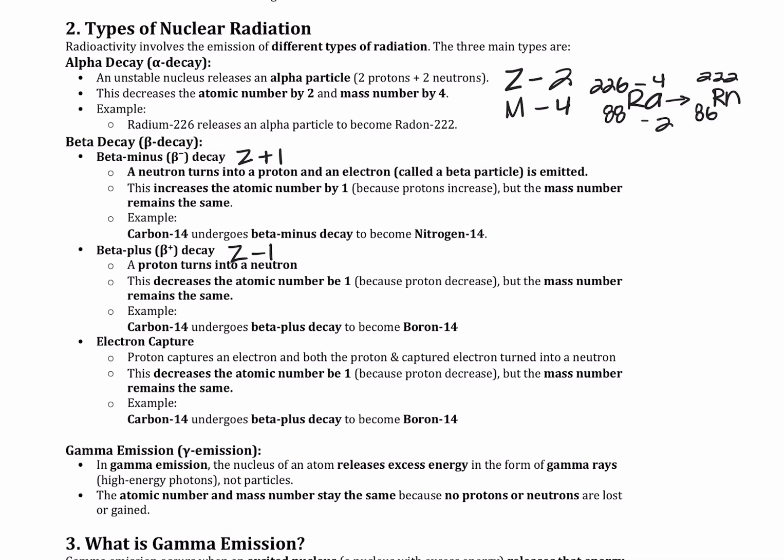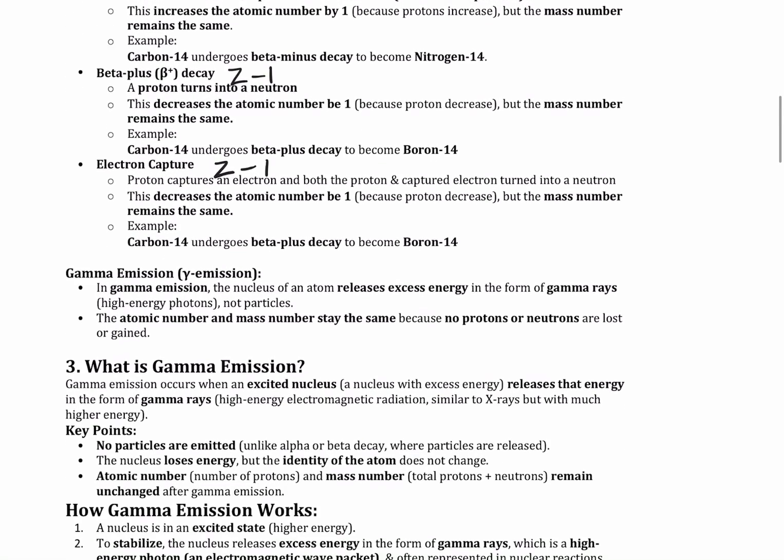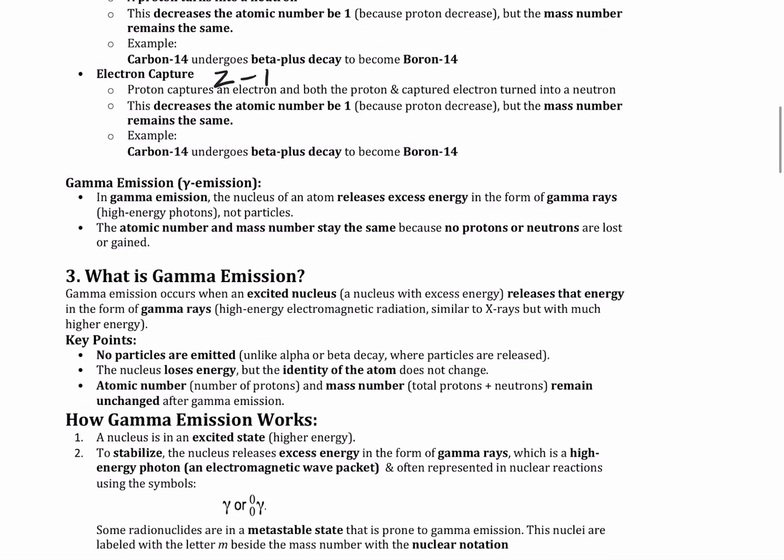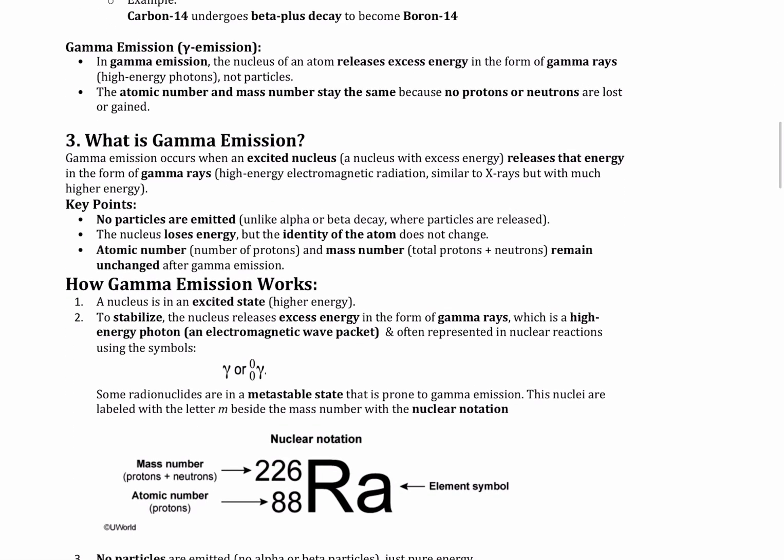Next, electron capture. A proton captures an electron, and both the proton and the captured electron turn into a neutron. There is a loss of a proton, so once again, the atomic number is subtracted by 1. In gamma emission, however, the nucleus of an atom releases excess energy in the form of gamma rays, not particles. Because of that, the atomic number and mass number will stay the same, because no protons or neutrons are lost or gained.